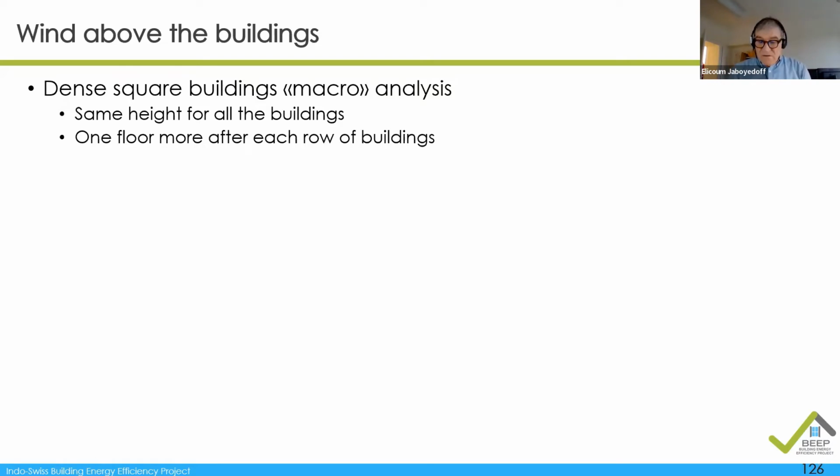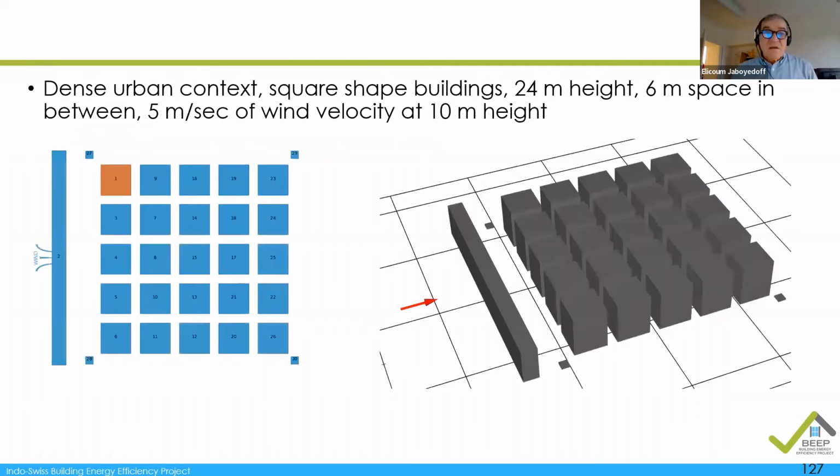Let's say you have a dense square building project where they all have the same height, and then we see how we can change this. So here we have quite a dense building with 24-meter height, 6-meter space, and 5 meters per second of wind velocity above the roof, a little bit more even.